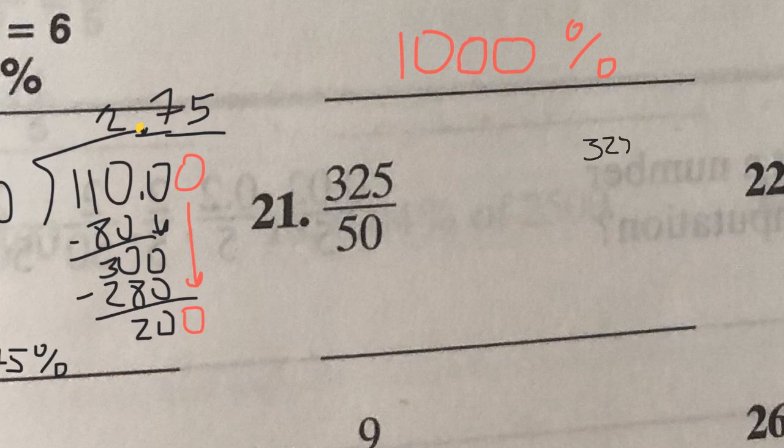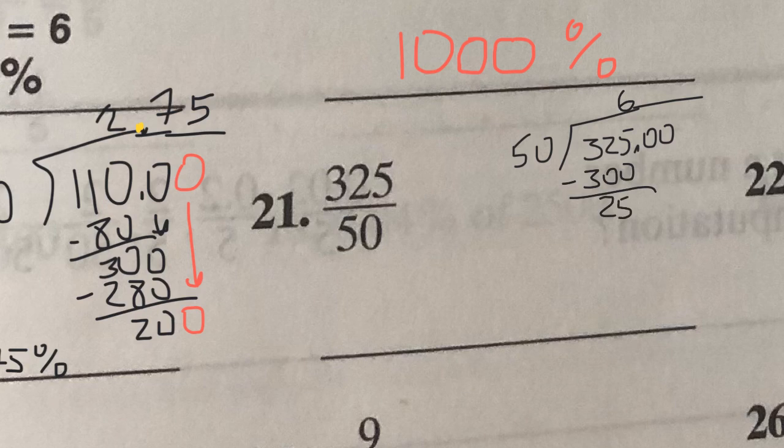325 long division. Let's see. 325 divided by 50. Now, just in case, I'm going to do 2 zeros. So 50 goes into 32 no times. 50 goes into 325 6 times for sure. So that would give us 300. Subtracting 300 gives us 25. 50 goes into 25. Well, actually, we have to drop down the 0, don't we? Okay, 50 goes into 250 how many times? Well, that would be 5 times, right?